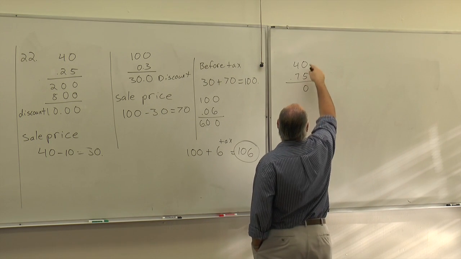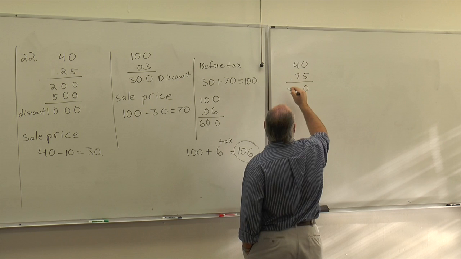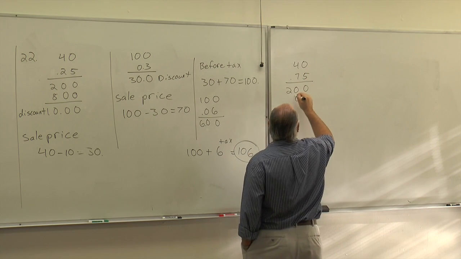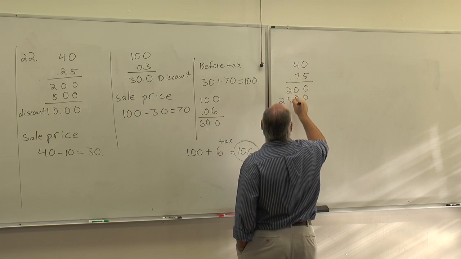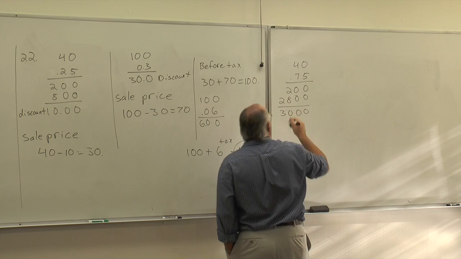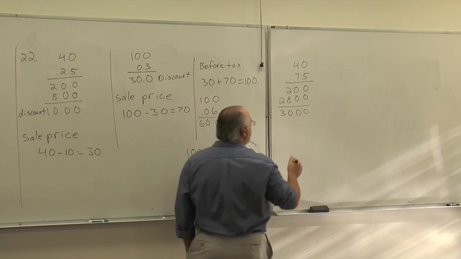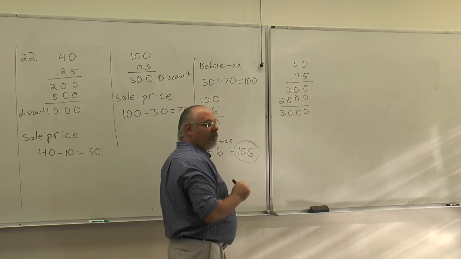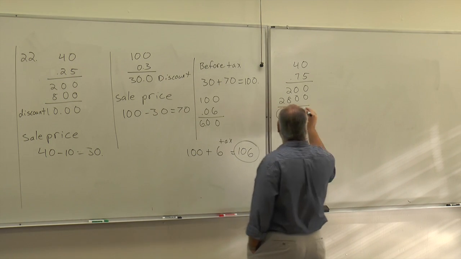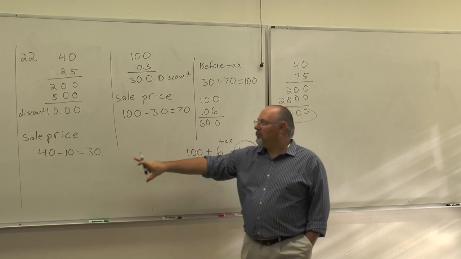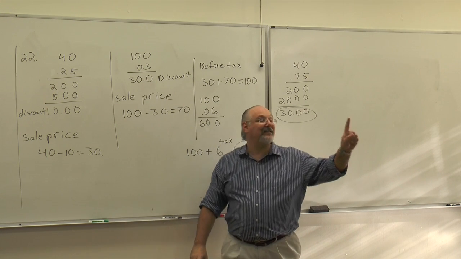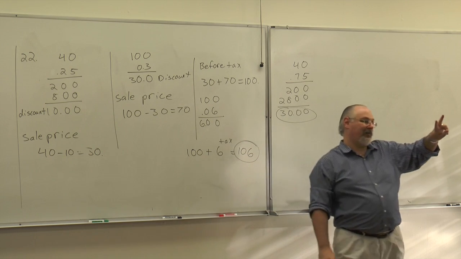I get 0. 5 times 4 is 20. Put the 0. 7 times 0 is 0. 7 times 4 is 28. Add, and we get 30. 2 decimal places gives us 30. Notice that that answer is what we got when we did the sale price. But we did it in one step instead of 2.